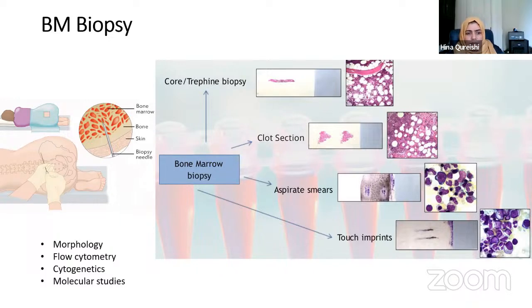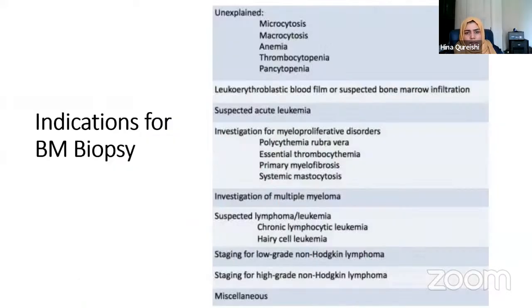So bone marrow biopsy, again, is something that can be triaged and split to perform different ancillary testing. In addition to morphology, we can do immunohistochemistry, flow cytometry, cytogenetics, and molecular studies. Again, bone marrow biopsy should not be done just for any reason.